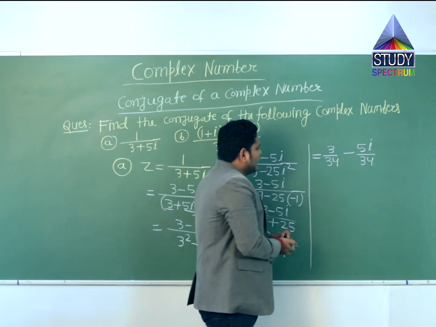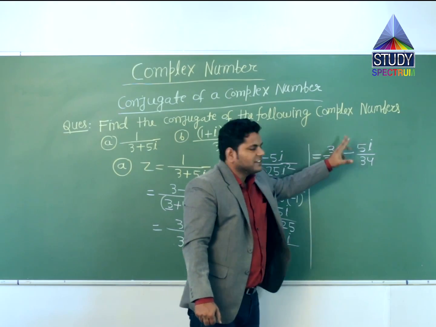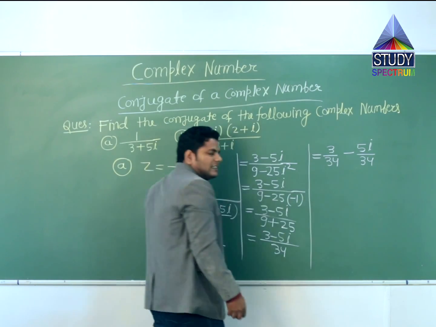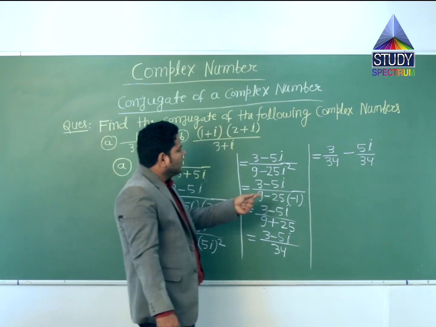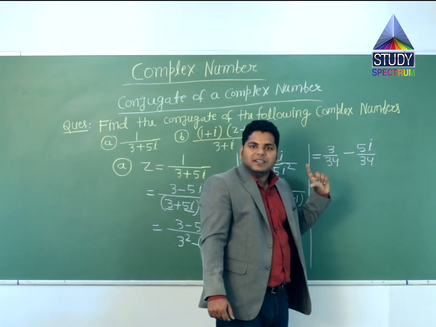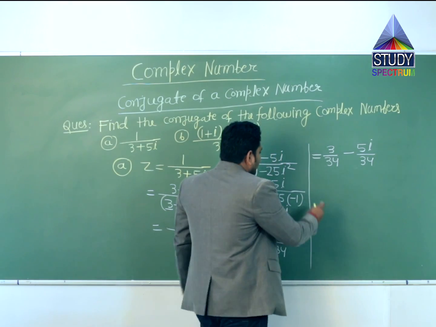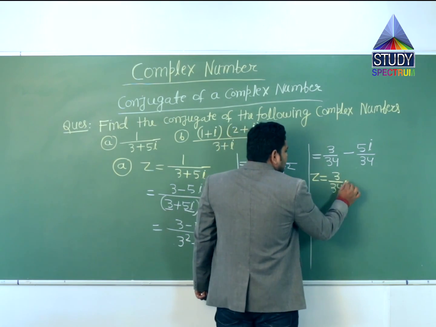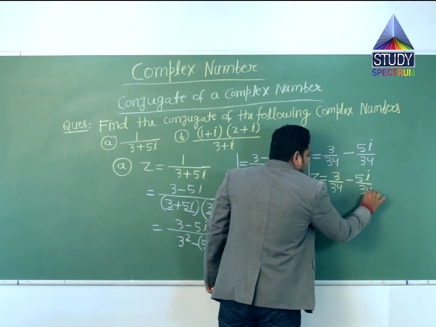Why? When you take the LCM of 34, you will again get 3 minus 5i in the numerator. So now we have expressed this complex number Z equal to 1 by 3 plus 5i in terms of a plus ib or x plus iy, in the standard form. So Z is 3 by 34 minus 5i by 34.